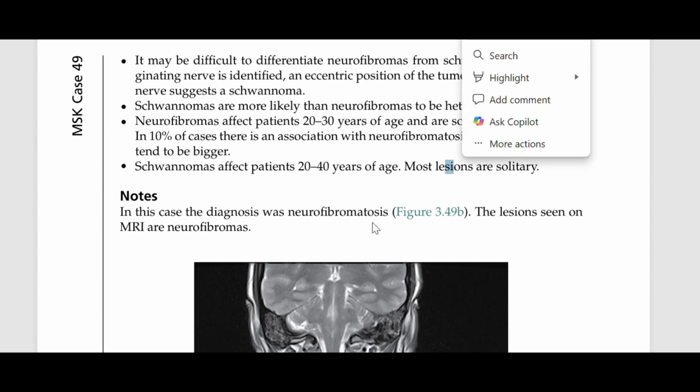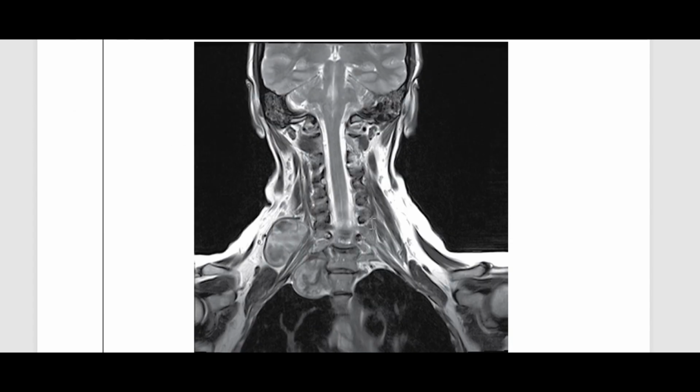Okay, so as you can see here, these lesions are not solitary. So this is most likely to be neurofibromatosis. Okay, this is the target sign of neurofibromatosis. High signal, peripheral high signal on T2 weighted image with central area of low signal.